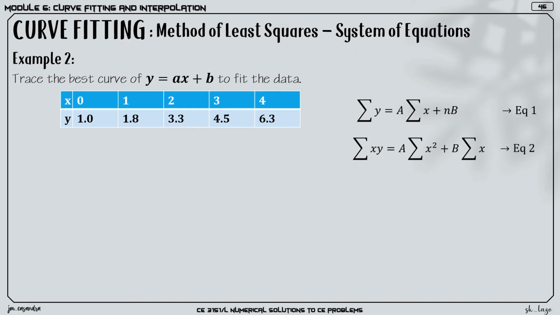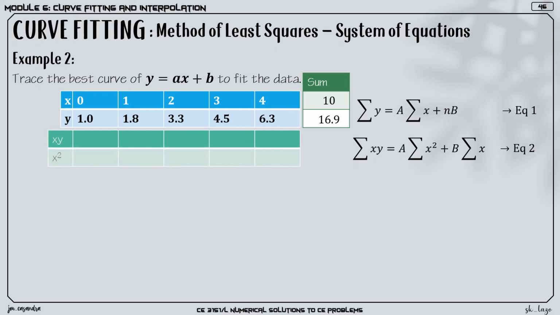So for equation 1, we are going to need the values of the sum of x and y. In this case, we have 10 and 16.9. For equation 2, we are to solve for the values of xy and x squared for each value of x, in which it will give us a total value of xy of 47.1, and the sum of x squared will be equal now to 30.